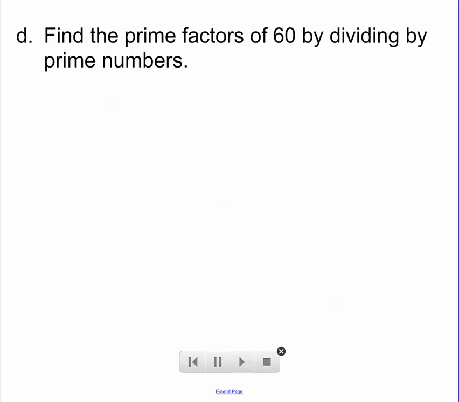Find the prime factors of 60 by dividing by prime numbers. This is a little bit different. You've probably never seen this method, but I actually like it a lot. What you do is start dividing 60 by prime numbers until you can't divide it by a prime number anymore. So 60 divided by 2 is 30. 30 divided by 2, another prime number, is 15.